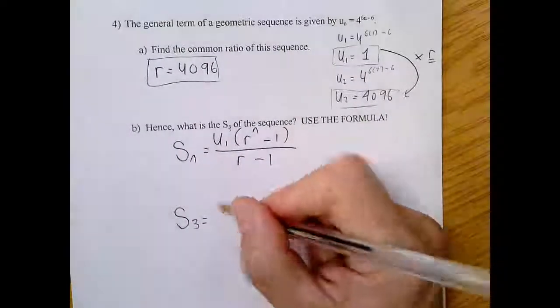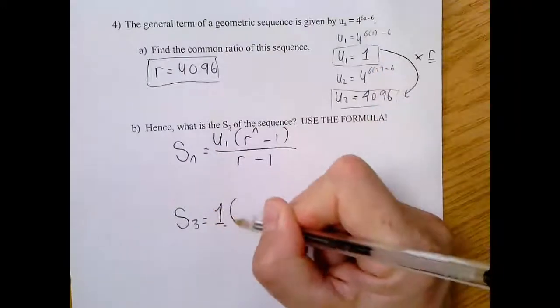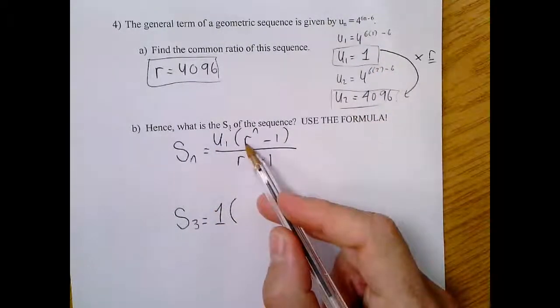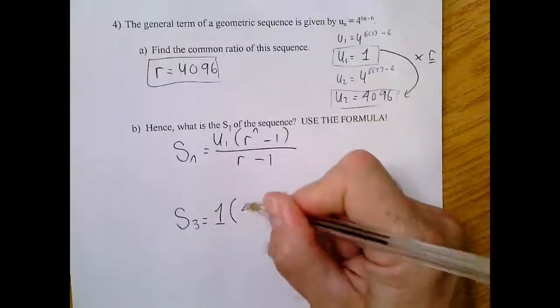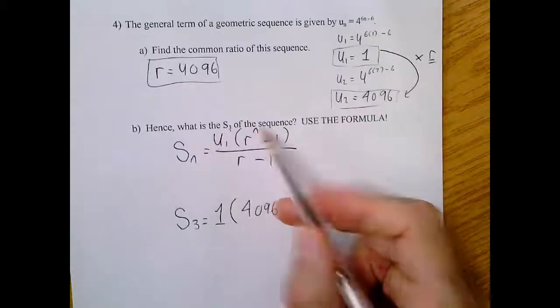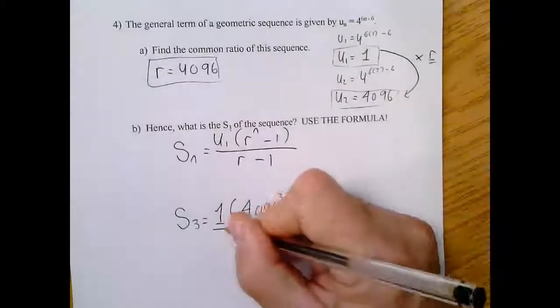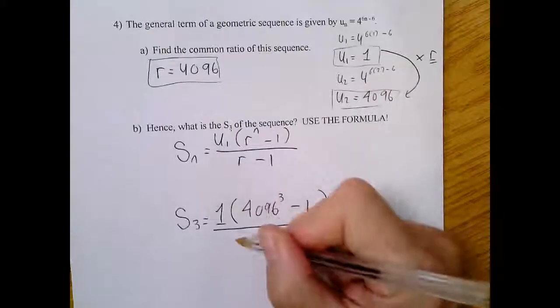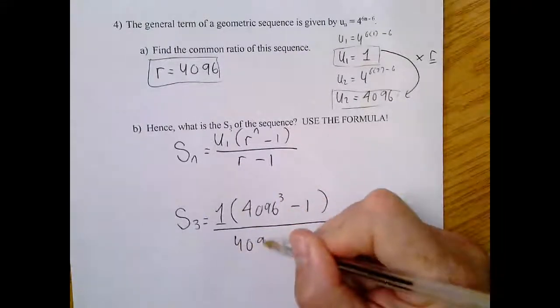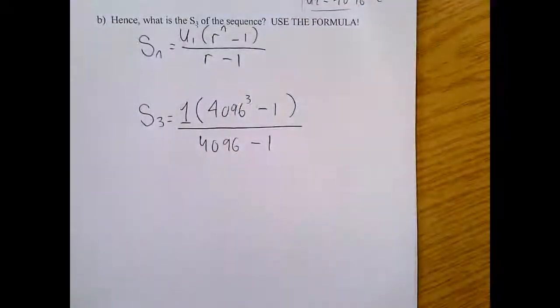So instead of u sub 1, I'm going to put in a 1. Instead of r, I'm going to put in 4,096. Instead of an n, I'm going to put in a 3. Instead of an r, I'll put in a 4,096. This is straight up substitution. And now you're cooking with peanut oil. Check it out. All you got to do now is just math this thing down and you got it.